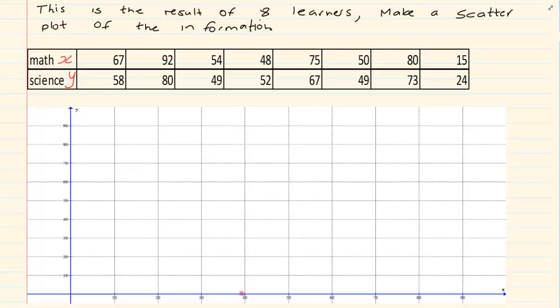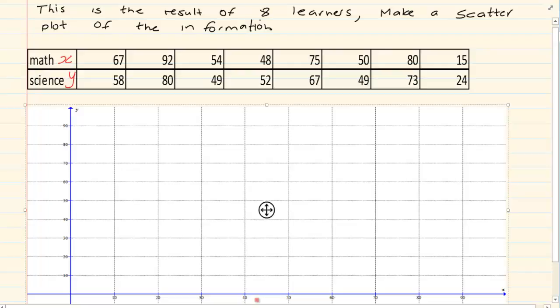So what we do is, the x-axis we're going to make it math, and the y-axis we're going to make it science. Then we're going to plot. So we've got 67, more or less just past halfway, and 58. Then we've got 92 and 80. Then we have 54 and 49.